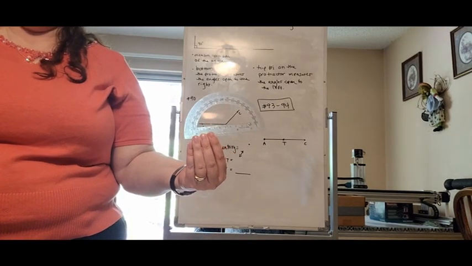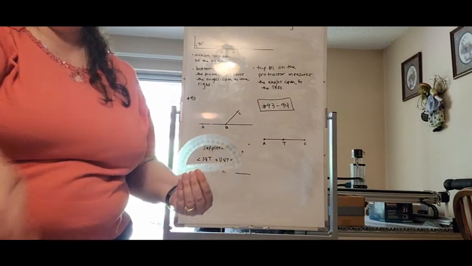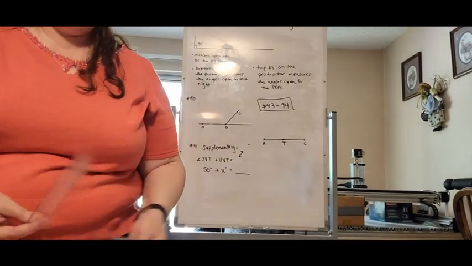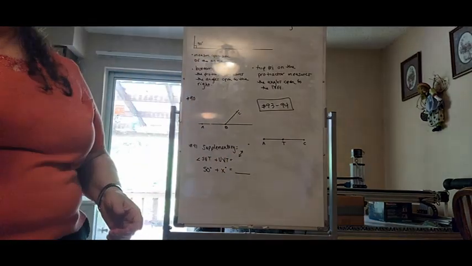It's a little ruler, a half circle, and of course we all know what a ruler looks like. Okay, I hope you know what a ruler looks like.